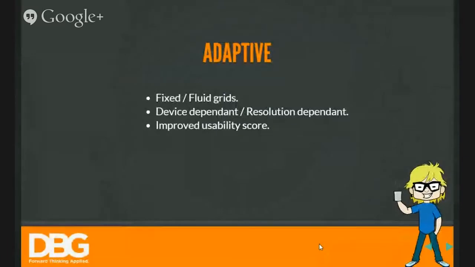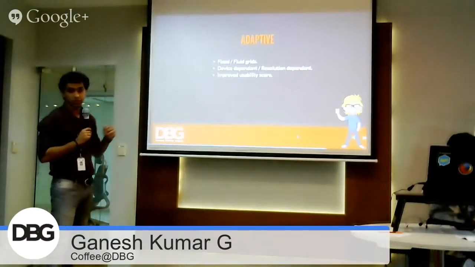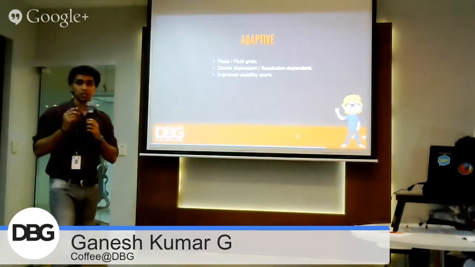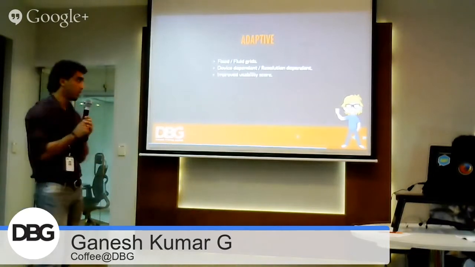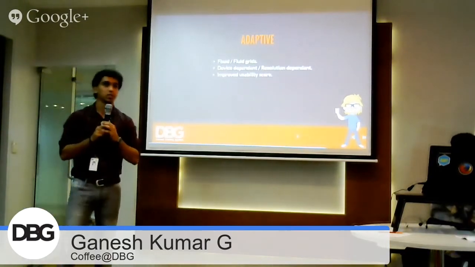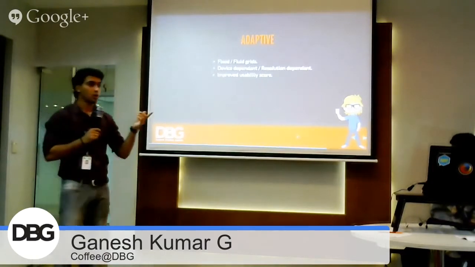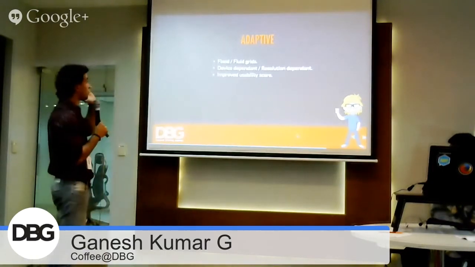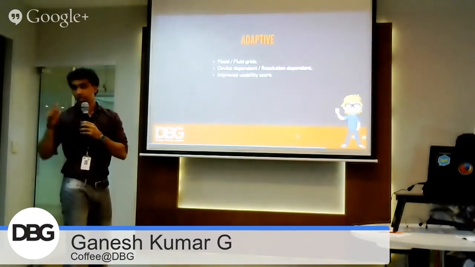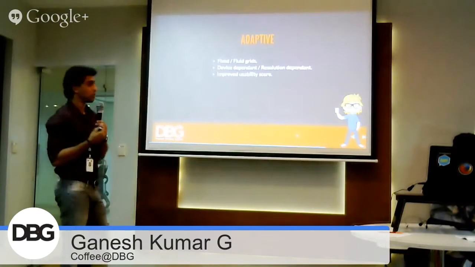Then adaptive layout. Adaptive layout may or may not contain fixed or fluid grids. It may contain fixed or it may contain fluid grids. That means adaptive layout uses media queries. We will have a session on media queries by Mr. Sumil soon. Adaptive layout uses media queries to detect the screen size or device, etc.